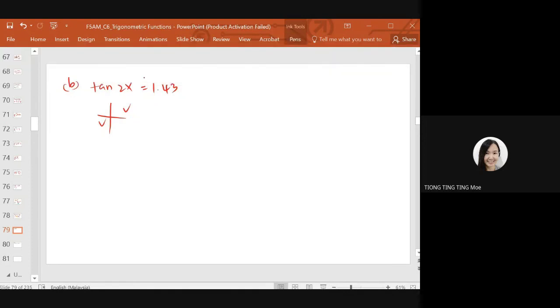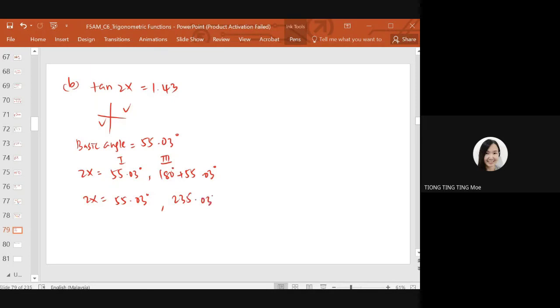So we find the basic angle. Basic angle is shift tangent of 1.43, 55.03 degree. So you will have 2x equals 55.03 degree in the first quadrant, then third quadrant. Third quadrant is 180 plus 55.03 degree. So 2x equals 55.03 degree and 235.03 degree. Is it correct?